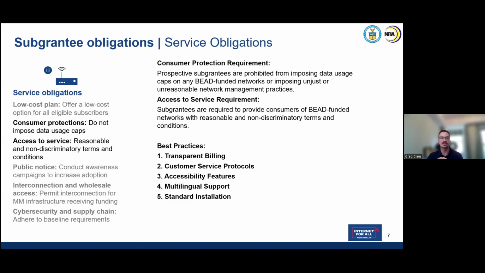And then the other, standard installation. You are allowed standard installation fees, but I just want to flag that the requirement from BEAD is that networks get deployed, and for a customer who calls in, the provider would have 10 business days to make sure that that customer is connected with any BEAD funded network.